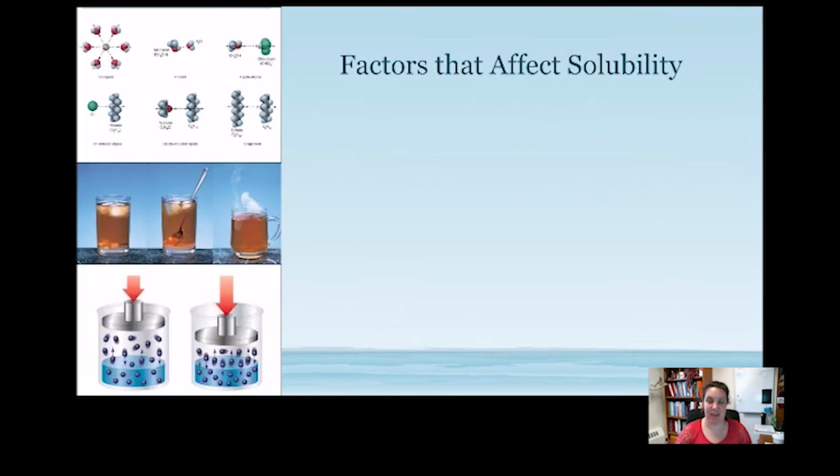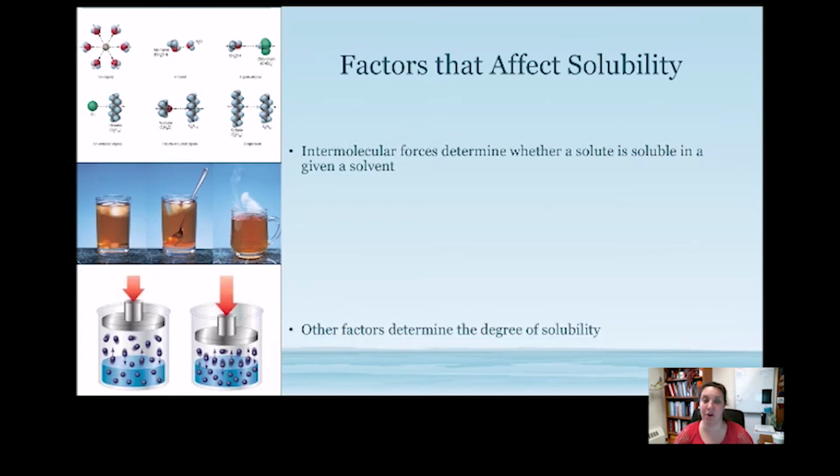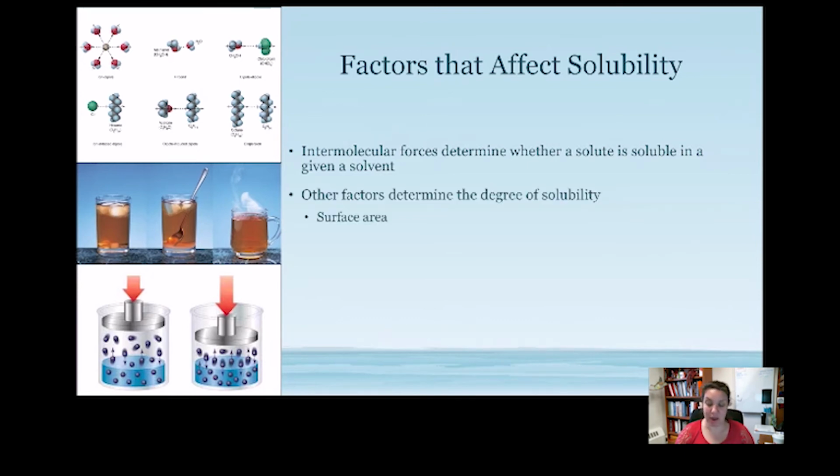Okay. Now let's look at our factors affecting solubility. Of course, one of the big ones for anything besides gases is going to be intermolecular forces, because the intermolecular forces are going to tell us whether a solute is soluble in a given solvent. However, we can affect solubility using surface area, temperature, and pressure. Surface area itself won't determine the degree of solubility, but it will determine the speed of, or the rate of dissolution. And then temperature and pressure will be dependent upon phase.